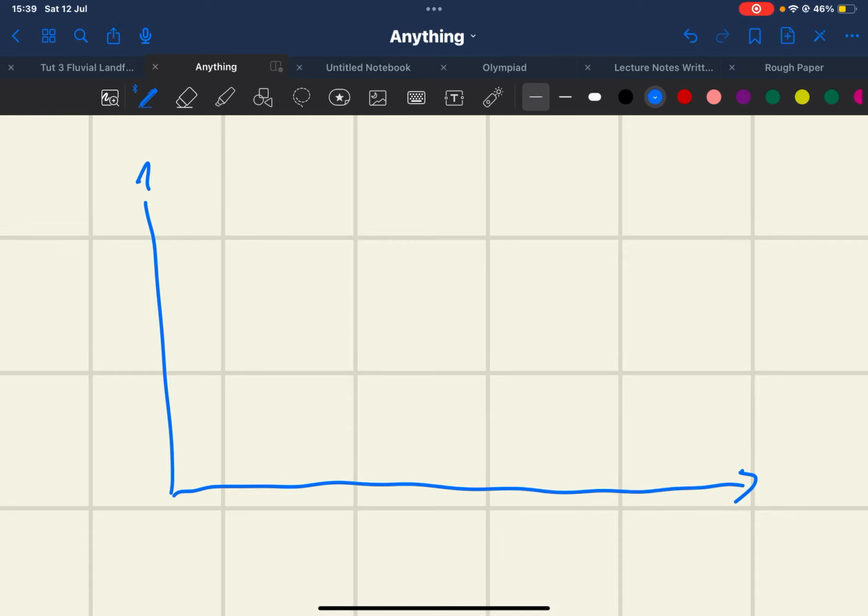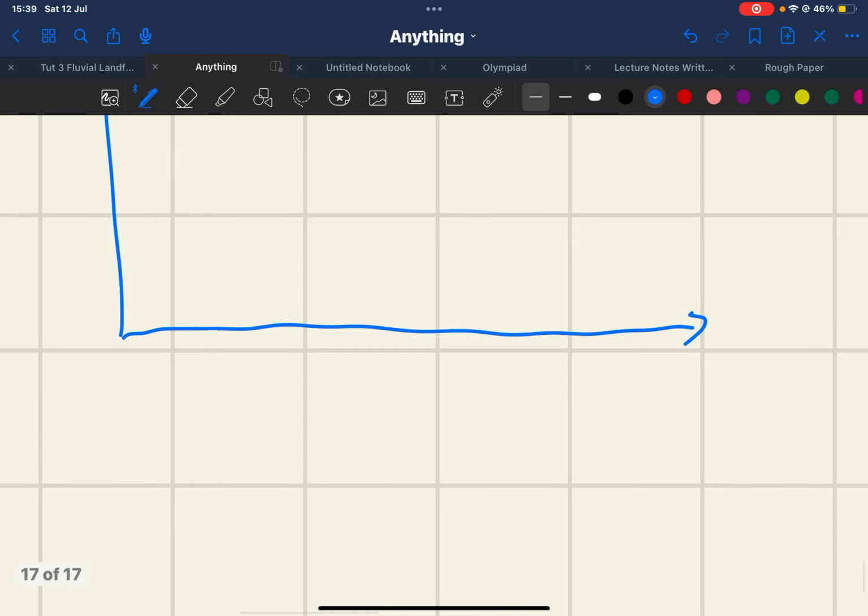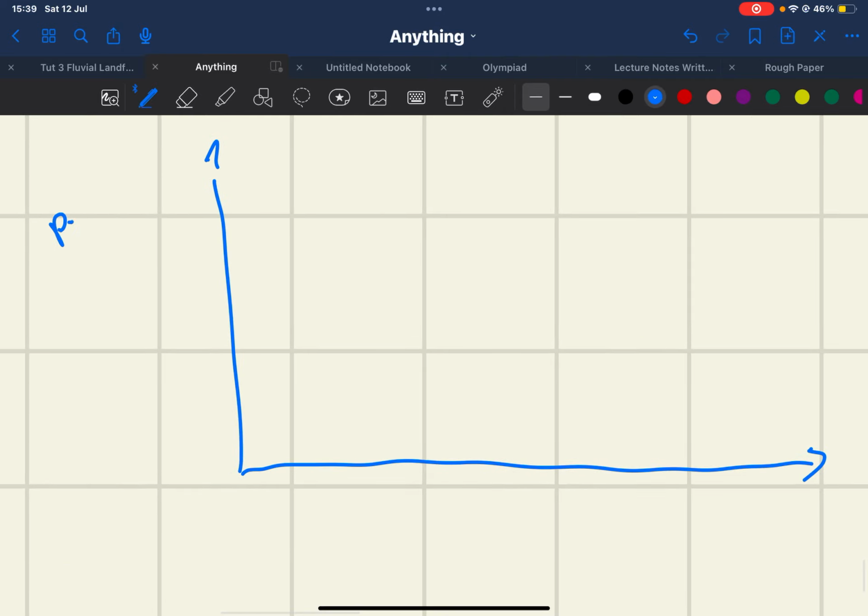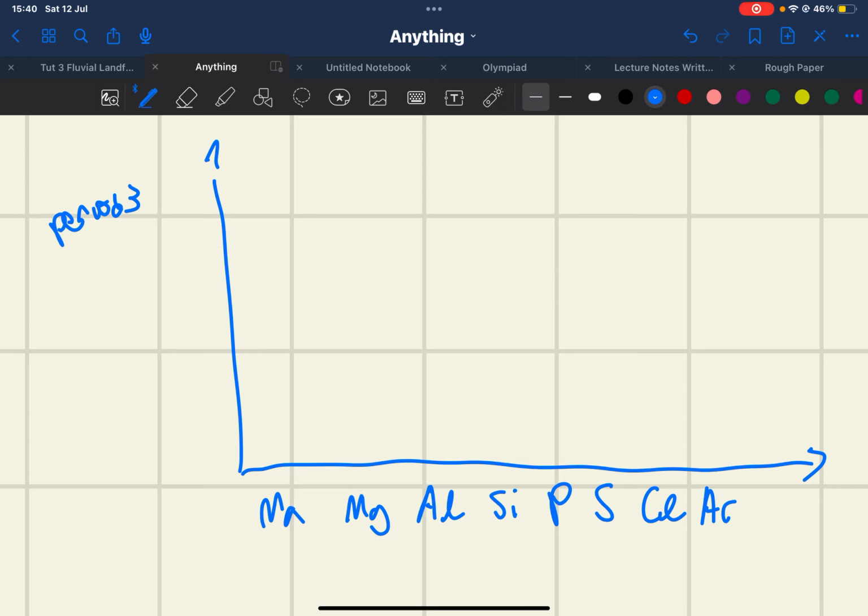Okay, so I'll be explaining the first ionization energy for period 3. We're going to period 3. First of all, we have sodium. First ionization energy, so we're starting from the atoms. Magnesium, aluminium, then we have silicon, then phosphorus, sulfur, then chlorine, and then argon. I'm going to include argon this time.